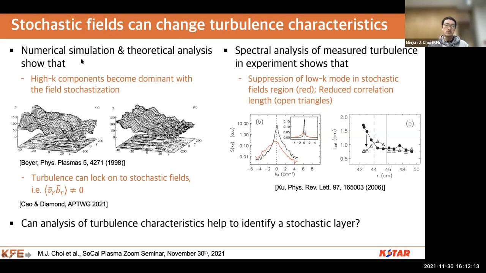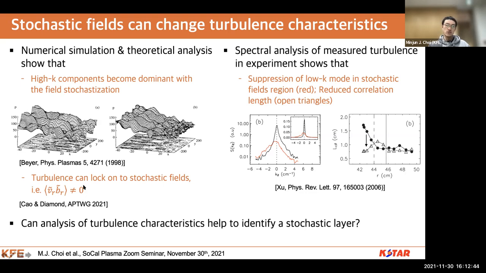For example, some numerical simulations and recent theoretical analysis show that high K components become dominant with the field stochastization. So for example, this work shows that when the edge resonant field is applied, the turbulent structure is changed from here to here. You can see that high K component becomes dominant with the field application, field stochastization, penetrations.